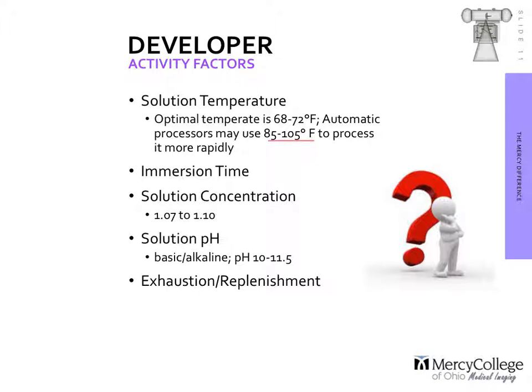Solution concentration for the developer needs to be between 1.07 and 1.10. The additional points after the decimal are going to be important, so make sure you do know those. Solution concentration essentially refers to the percentage of water versus chemicals. It can be reported or measured in specific gravity. And the instrument that's used is going to be something called a hydrometer, so make sure you do know that information as well.